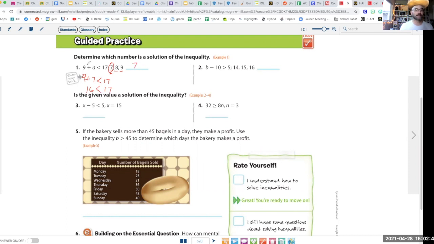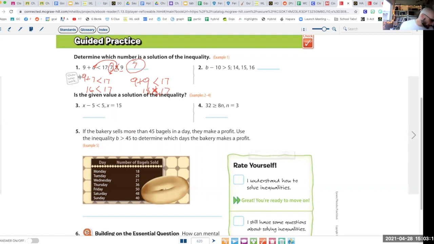So let's try 8. 9 plus, and if I replace the A with an 8, 9 plus 8 is 17. Is 17 less than 17? No, so 8 doesn't work. And you can probably guess that 9 is not going to work either. If I have 9 plus 9, is that less than 17? No, 9 plus 9 is 18. 18 is not less than 17. So in this one, only 7 is the correct answer.